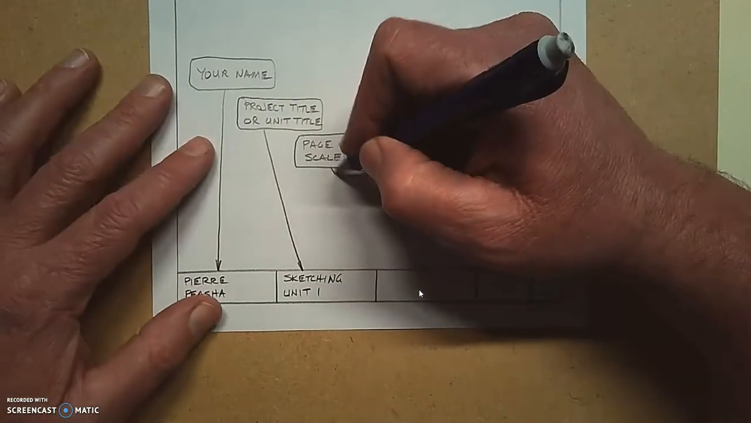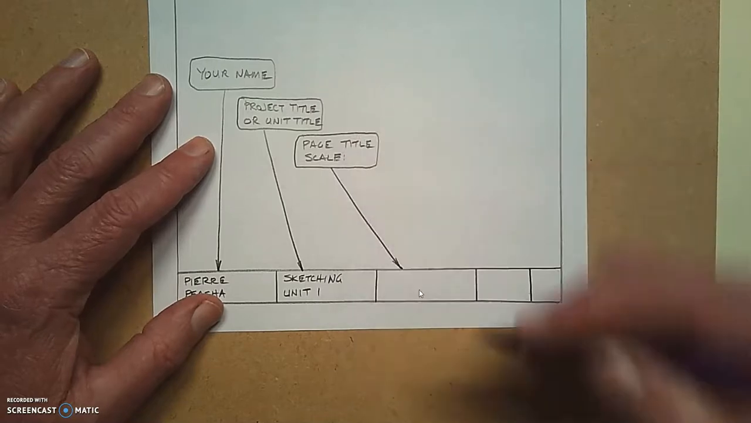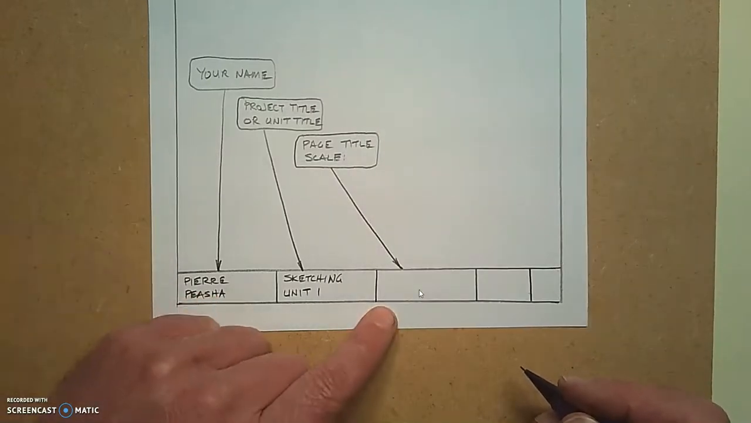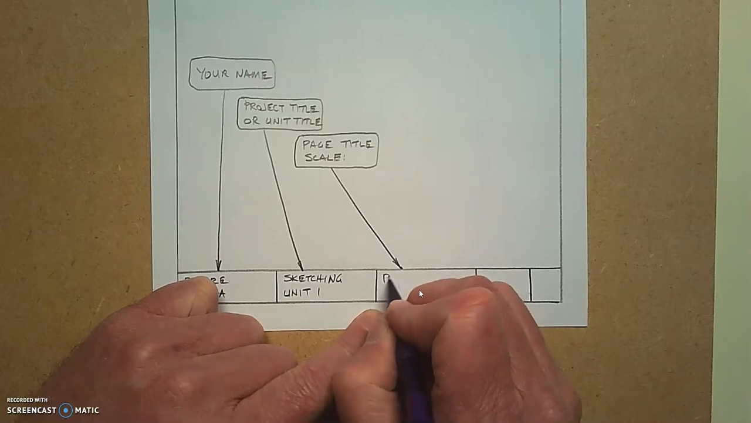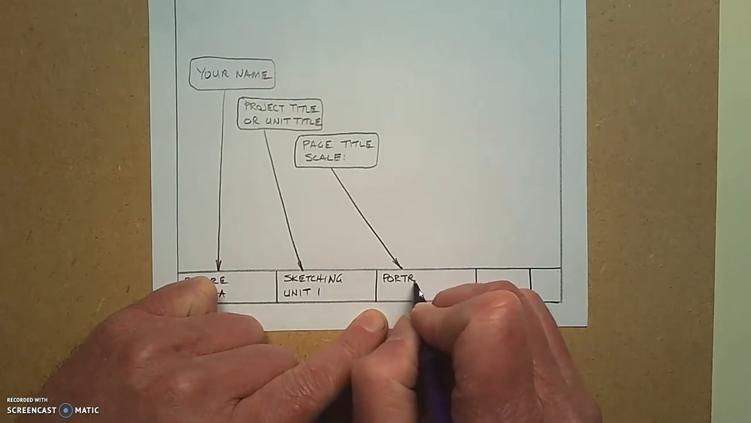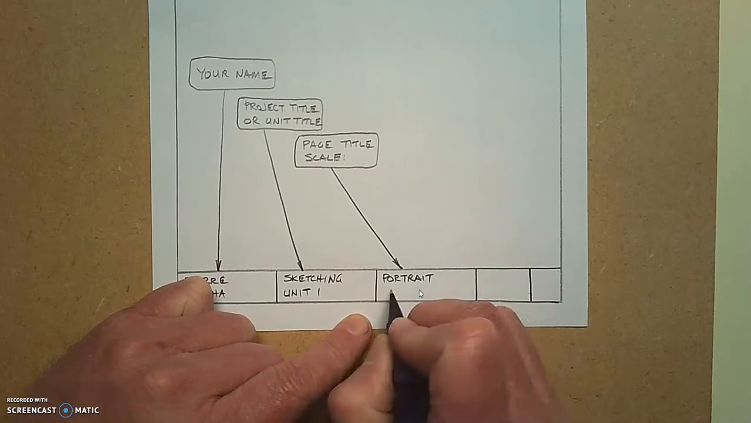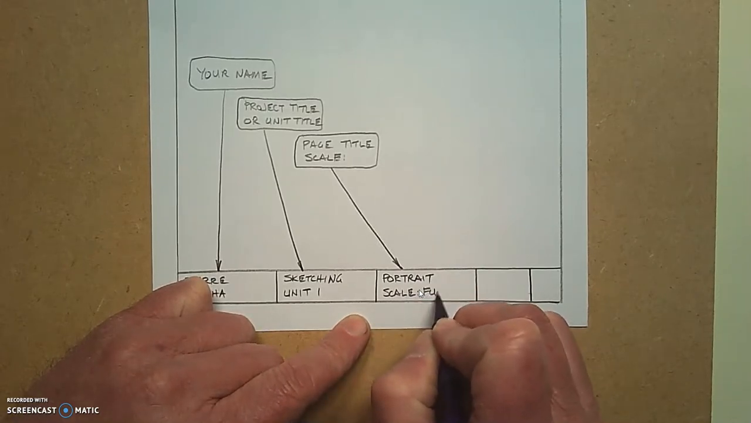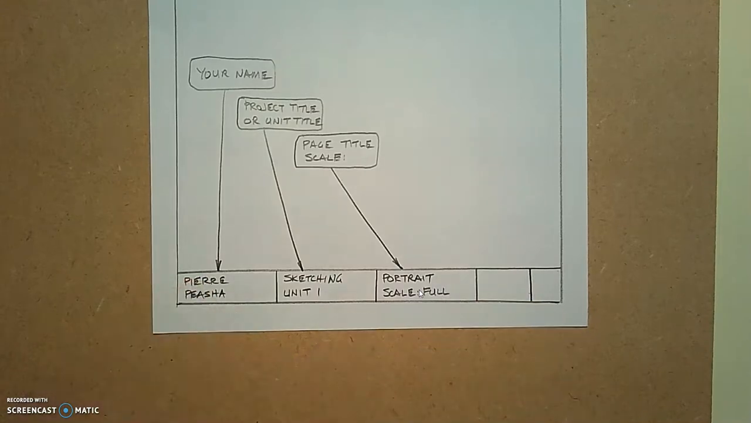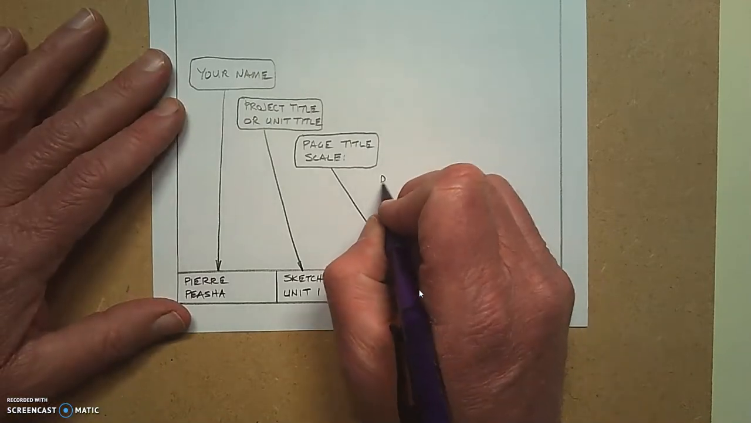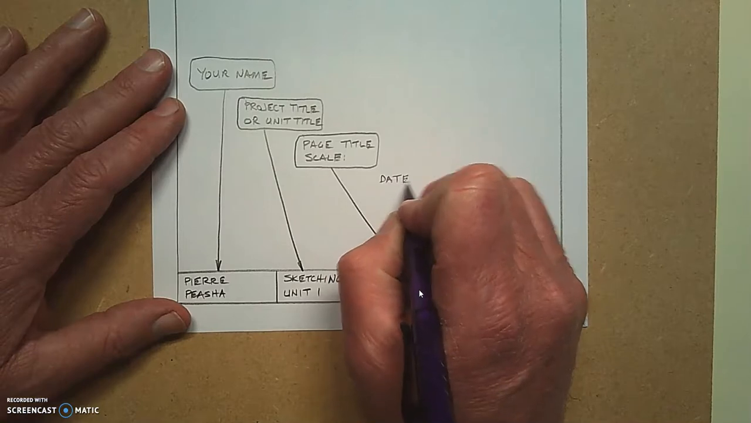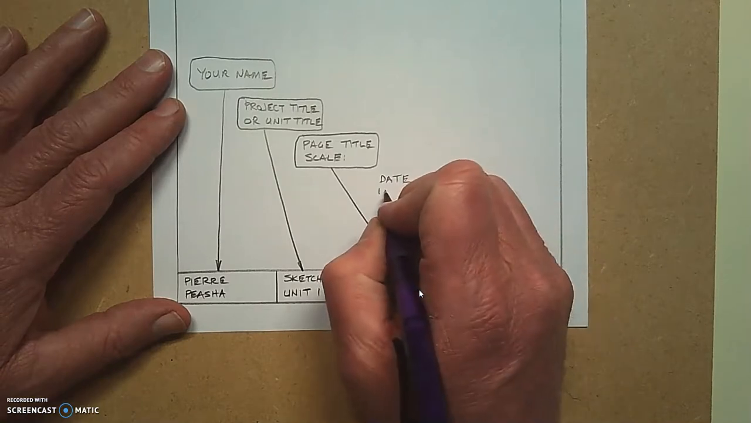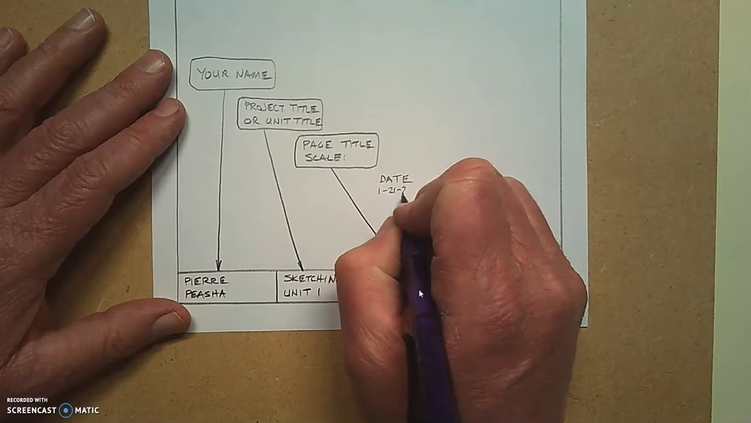That goes in this box right here. For this particular assignment, I want you to write down portrait. And then for the scale, for this particular page, I want you to write down full. I'm going to put one next layer here. I'm going to write the word date. And below that, I'm going to write down today's date.